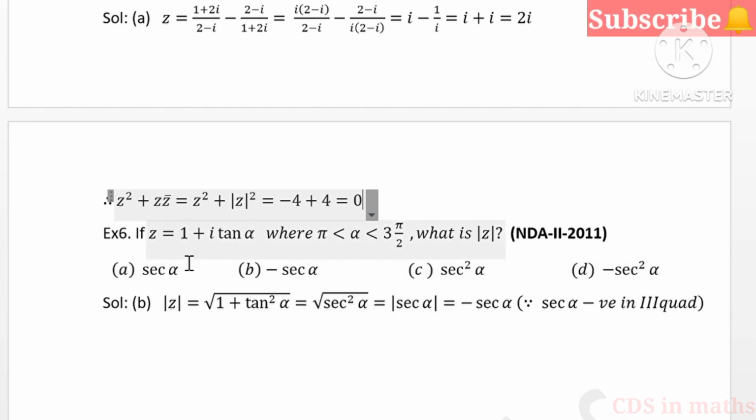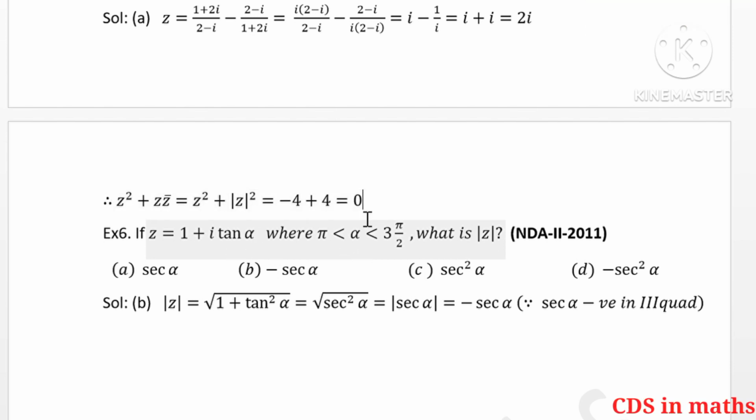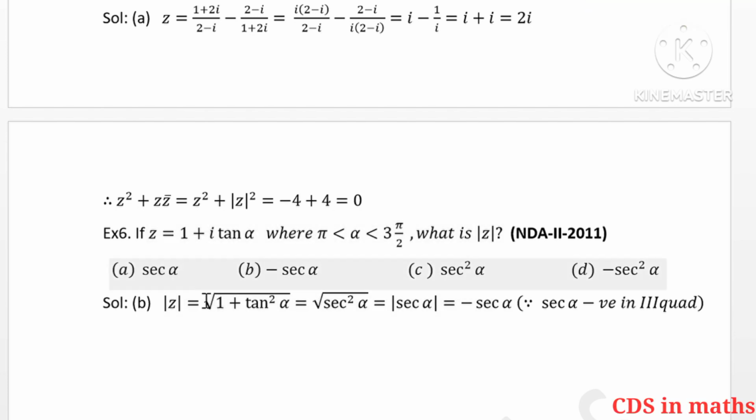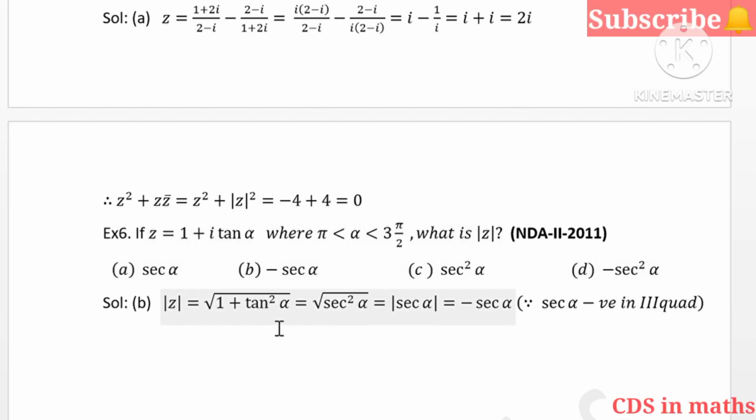Now next question, this is also NDA 2011. Also a nice question, but people were confused, they gave the wrong answer. Very tricky type of question. If Z is equal to 1 plus i tan alpha, so Z is in a plus ib form, a is your 1, b is your tan alpha, but they have given the information of alpha, you see, that is important. Greater than pi, less than 3 pi by 2, that means your alpha, that angle is in the third quadrant.